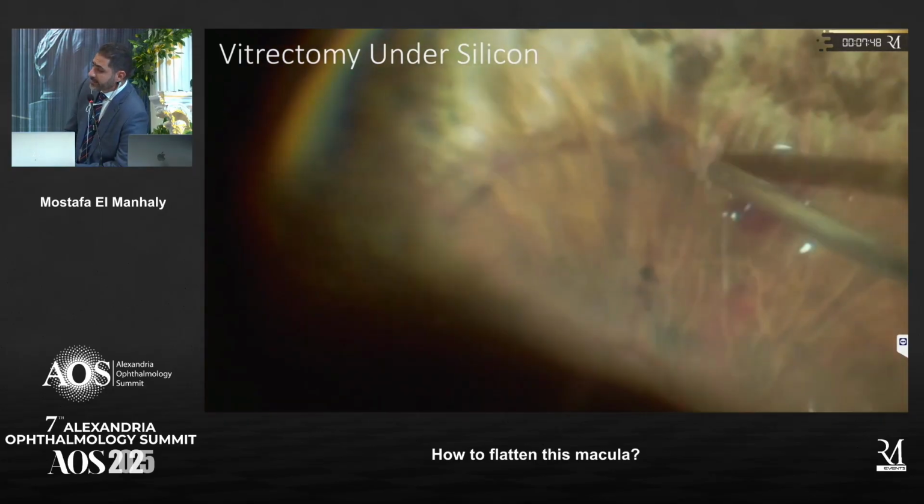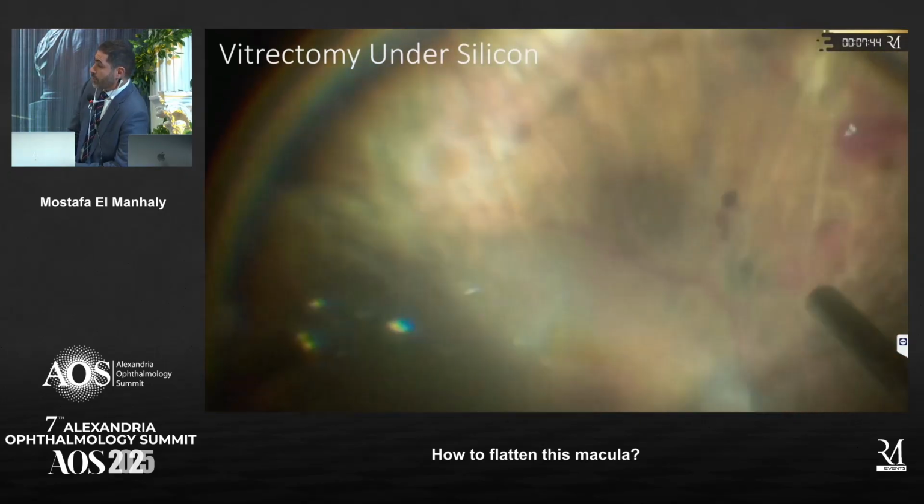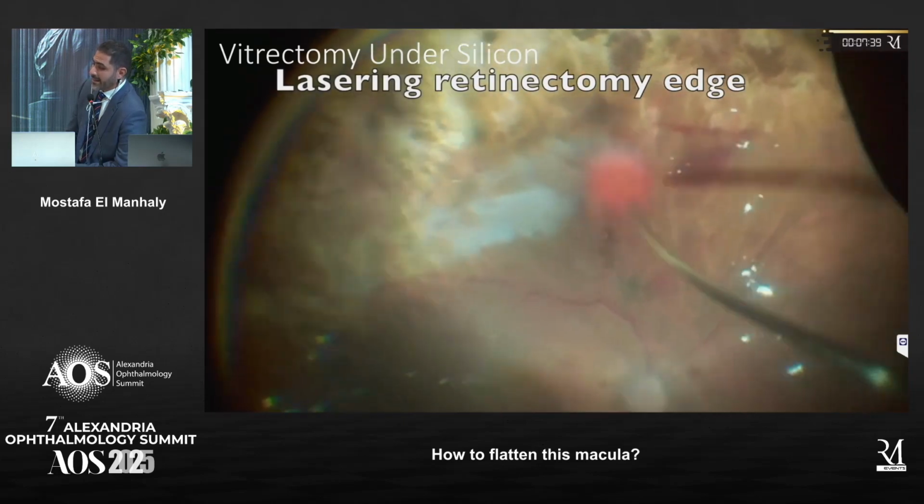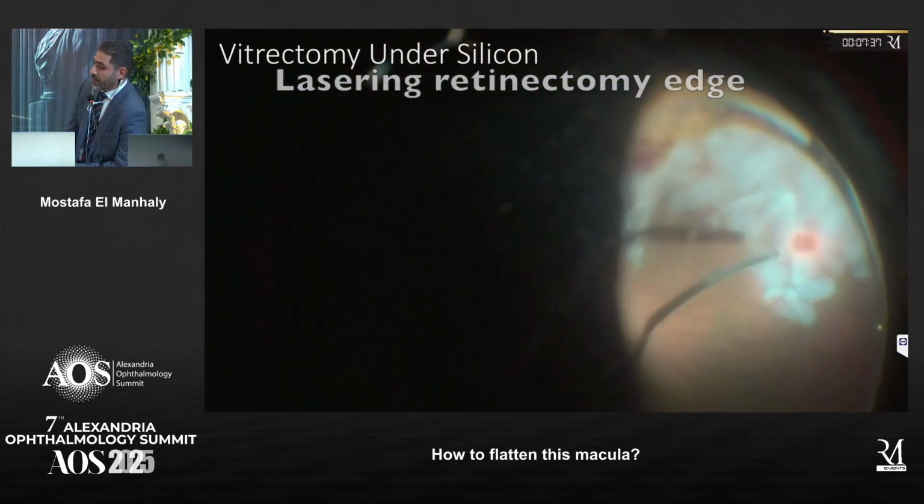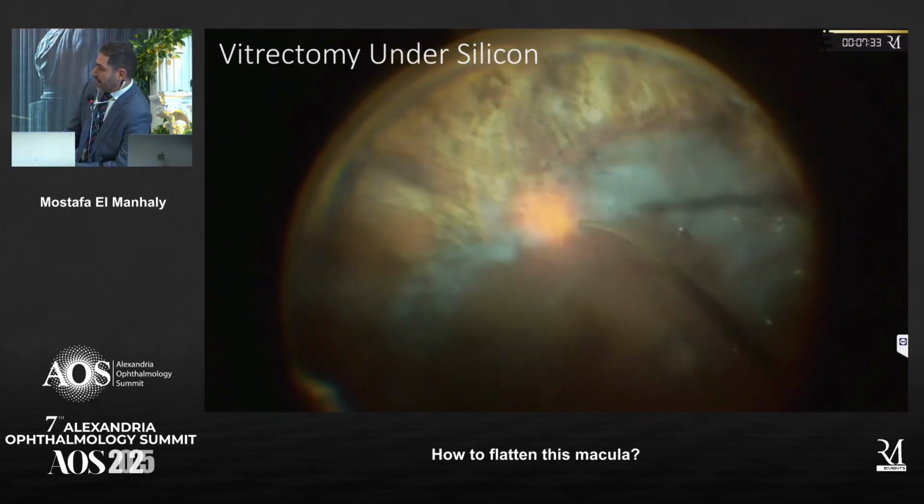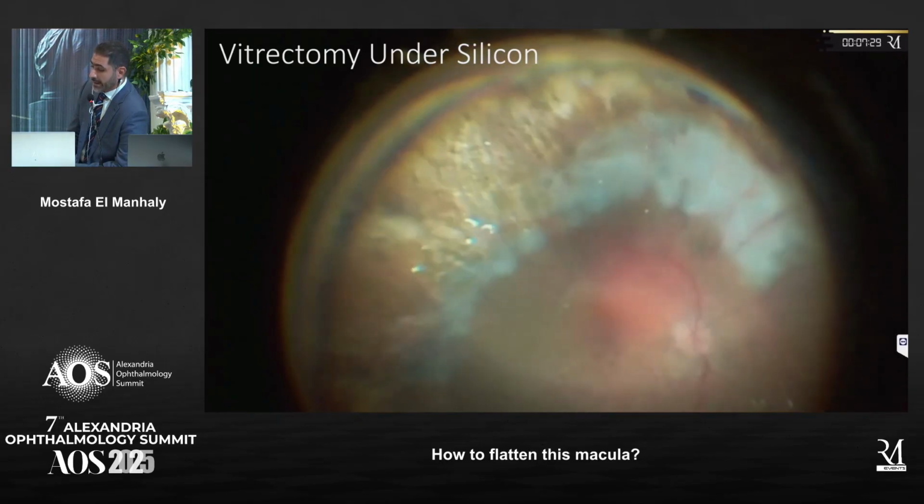And I did the laser nicely over the whole edge of this large tear, because it was fibrotic, dead retina and very ischemic. I did the laser very well, and as I was just saying, if I had done an extensive retinectomy under PFCL, I would have reached the inferior arcade.